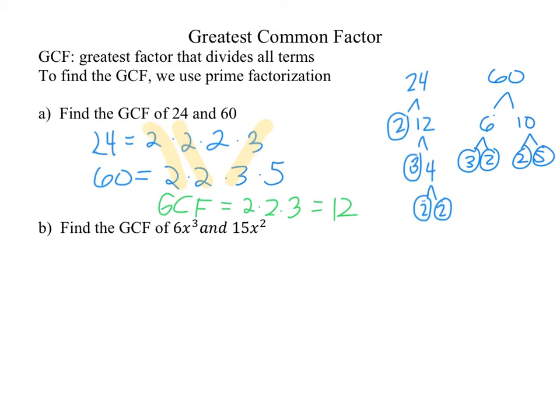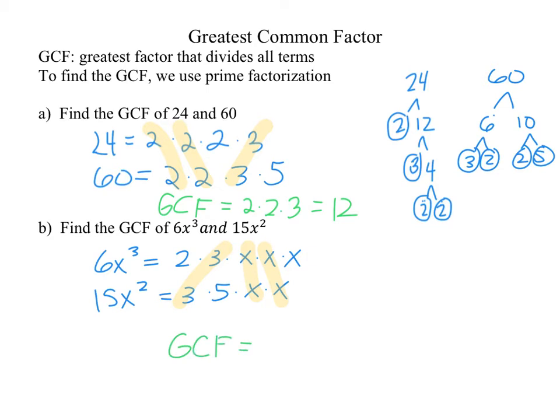So now we have variables involved, but it doesn't change too much. Now we just have another, think of it as like another prime, right? So we have 6x cubed. That's just going to be, okay, 6 is an easy one. I know that's just 2 times 3, right? So we have 2 times 3 times 3 x's. 15x squared. That's another easy one. So that's 3 times 5 times 2 x's. Find again what they have in common. They both have at least 1 3 and 2 x's. So their GCF is going to be equal to 3x squared.